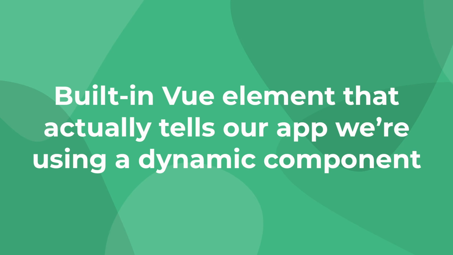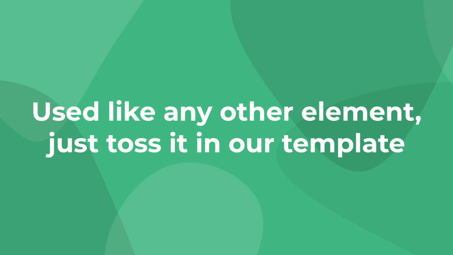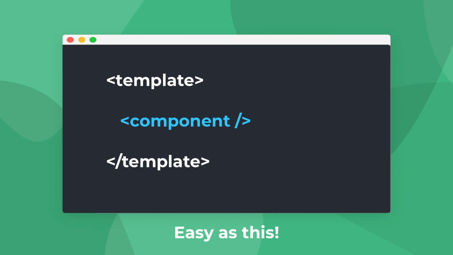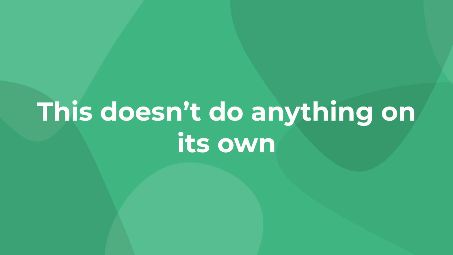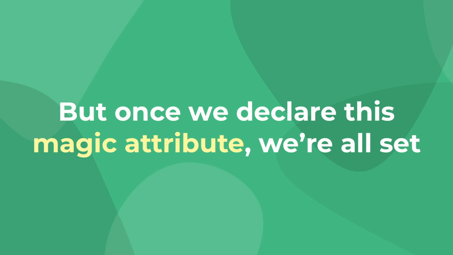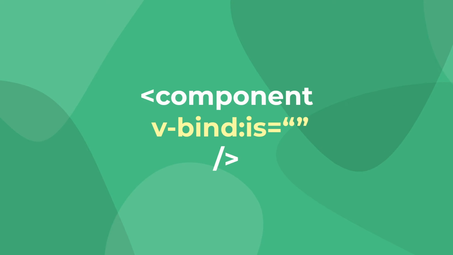In Vue, the component element allows us to declare dynamic components. It's used just like any other element in our template, and we can just go up to our template and declare it like this. But the magic happens when we start using one of the component element's unique attributes, and that's the v-bind:is attribute. This is the attribute that actually allows dynamic components to work.